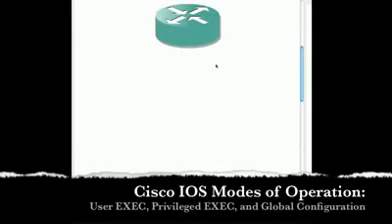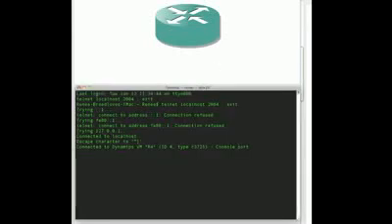Configuring a Cisco router. We're going to configure the Cisco router via the console port. So what does that mean? That means that we have physically taken a console cable, we have plugged it into the console port on the router and also into our PC. And we're ready to begin.